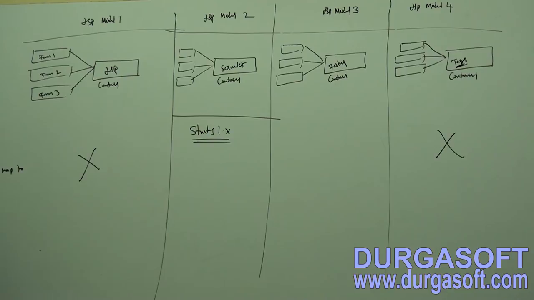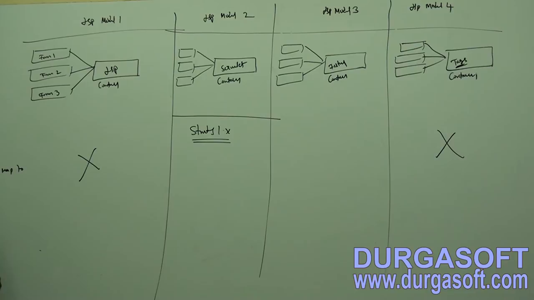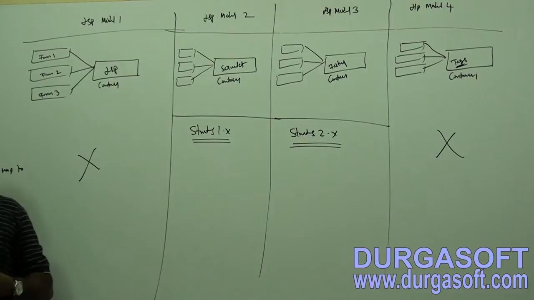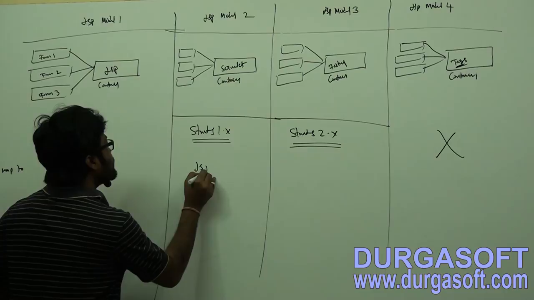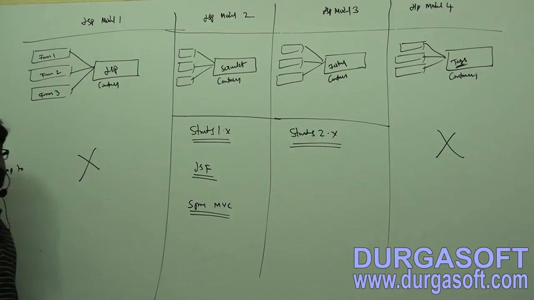Which means, as per Struts 1x, what you have to do is map your multiple input forms to one single servlet class. And by using JSP model 3, the Apache people designed one more framework, Struts 2x. Struts 2 was designed by using JSP model 3. And Spring MVC, if you go through JSF, JSF also was designed by using JSP model 2 architecture. And Spring MVC was also designed by using JSP model 3 architecture. And only one framework we have in JSP model 3, Struts 2x.